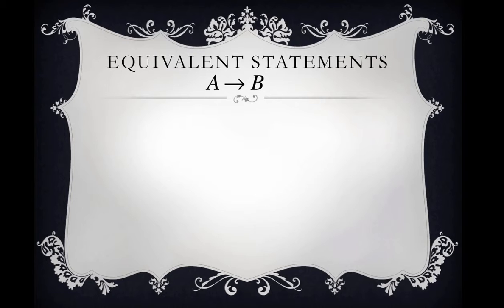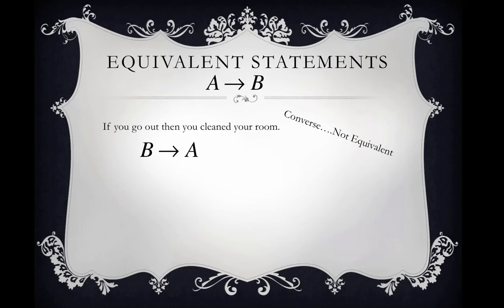Now, there are equivalent statements. There are statements that your parents could say that mean exactly the same thing. So let's look at the first one. Imagine if your parents said, if you go out, then you can clean your room. Now, is that the equivalent statement? That would be, if B, then A. Now, you should think about this really quickly, that of course it is not equivalent. This is called the converse, and the converse is not the same. So if A, then B is not equivalent to if B, then A.